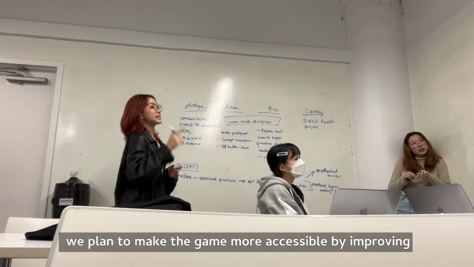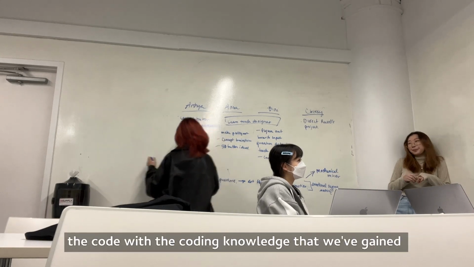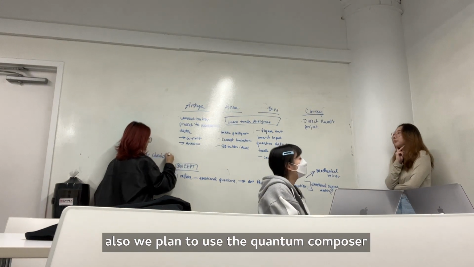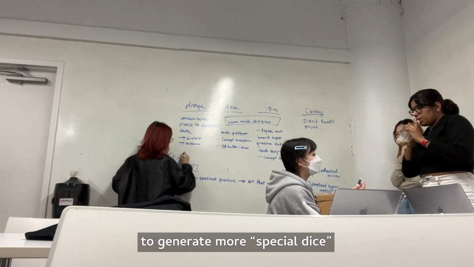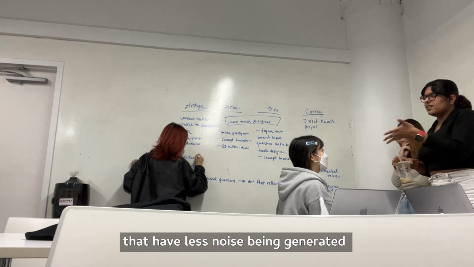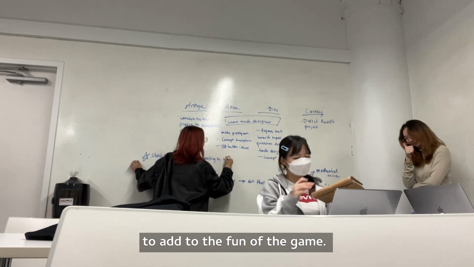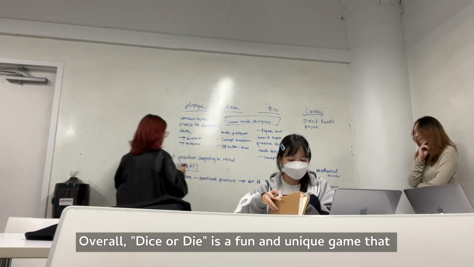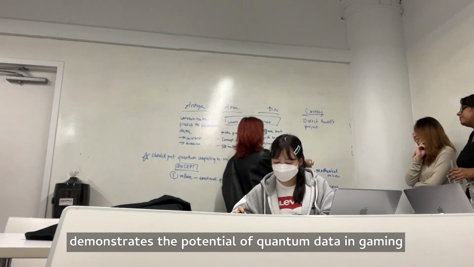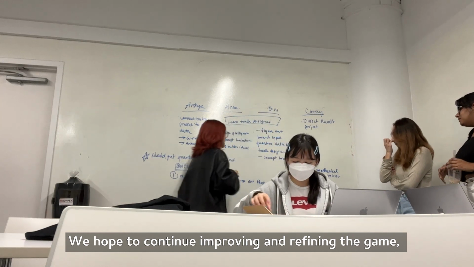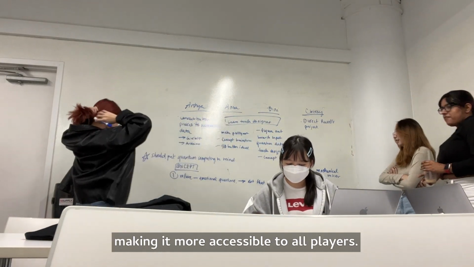In the future, we plan to make the game more accessible by improving the code with the coding knowledge that we've gained over time. Also, we plan to use the Quantum Composer to generate more special dice that have less noise and only one higher possible result to add fun to the game. Overall, Dice or Dice is a fun and unique game that demonstrates the potential of quantum data in gaming. We hope to continue to improve and refine the game and make it more accessible to all players.